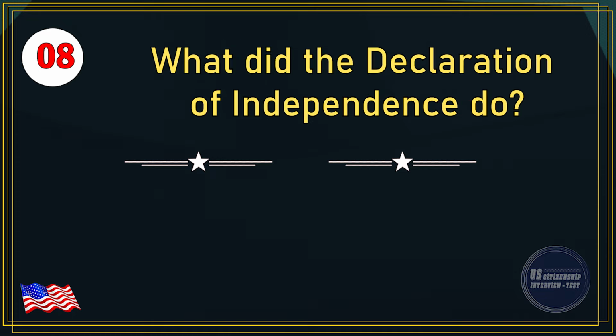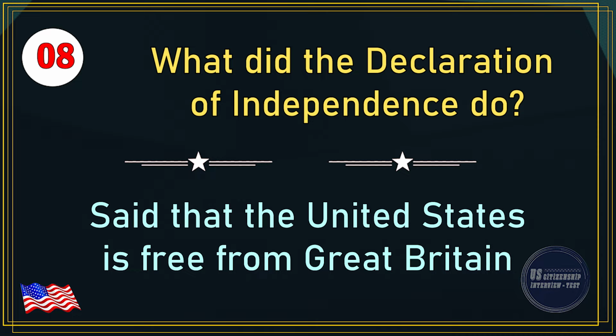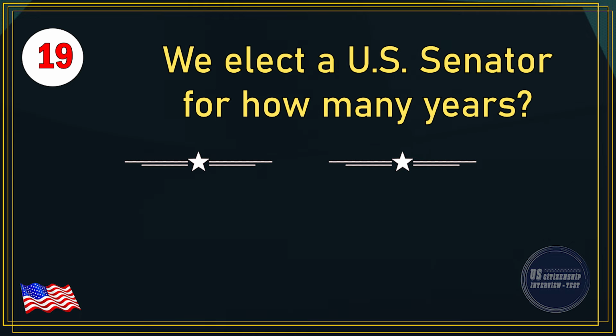What did the Declaration of Independence do? Said that the United States is free from Great Britain. We elect a U.S. senator for how many years? Six.